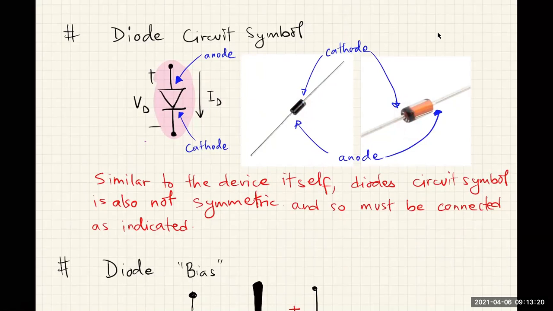Okay, so if on the circuit schematic this dashed line is connected to ground, then we better connect this end of the diode to ground and not this end.